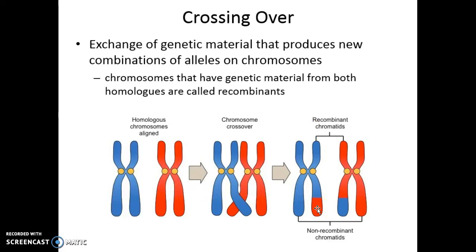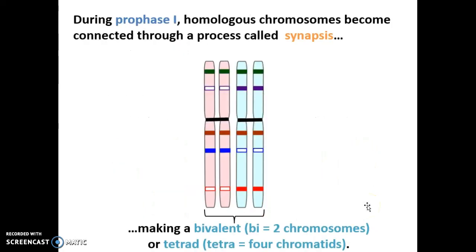In this case, whenever crossing over happens, the sister chromatid that ends up containing genetic information from both mom and dad, we refer to as recombinant chromatids, versus the chromatids that stay the same, so there's no shuffling of genes on them. We refer to them as non-recombinant or parental chromatids here. So let's take a look at how this actually happens.